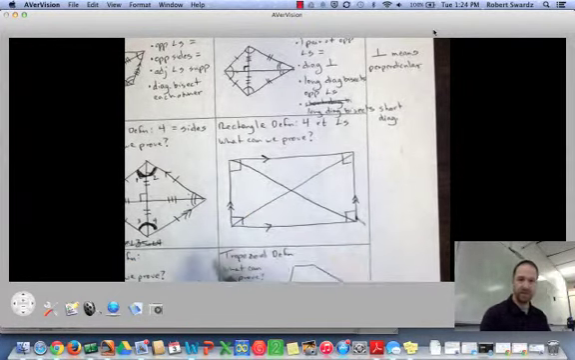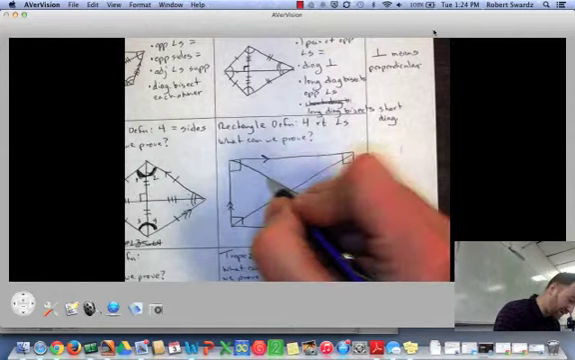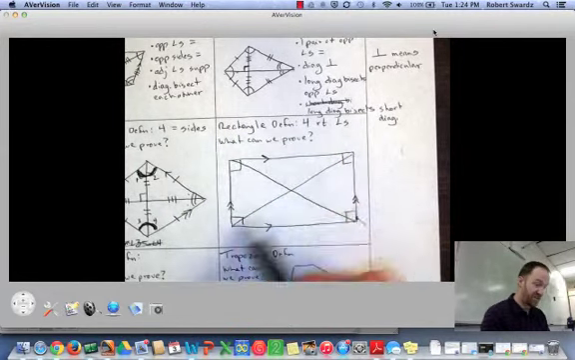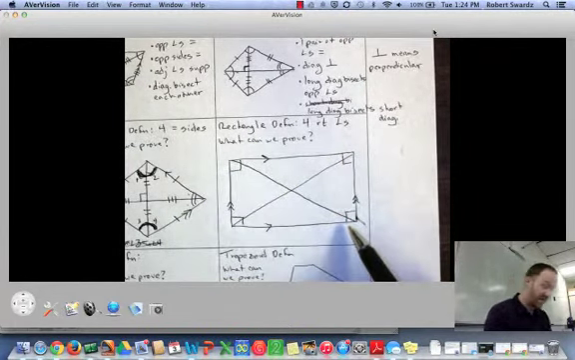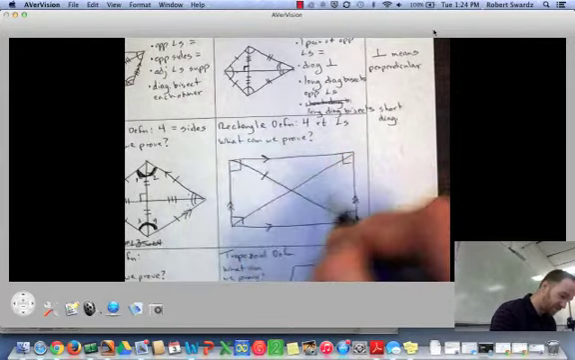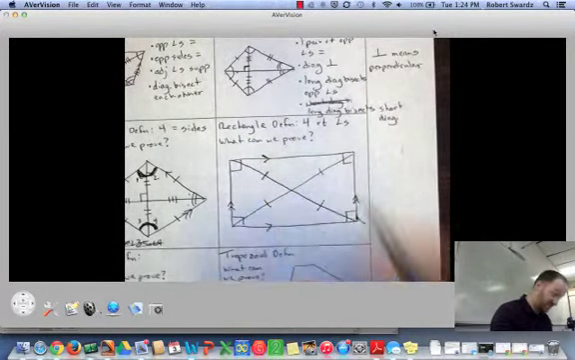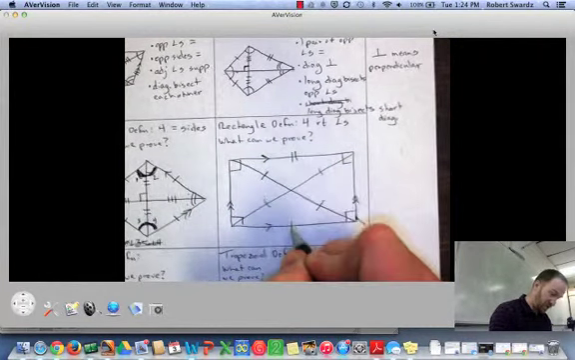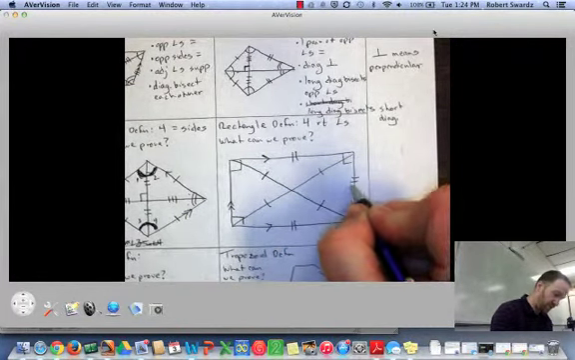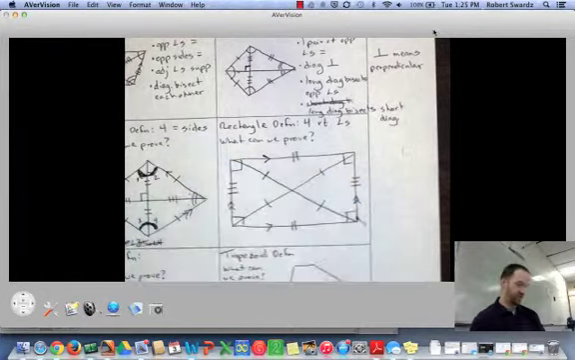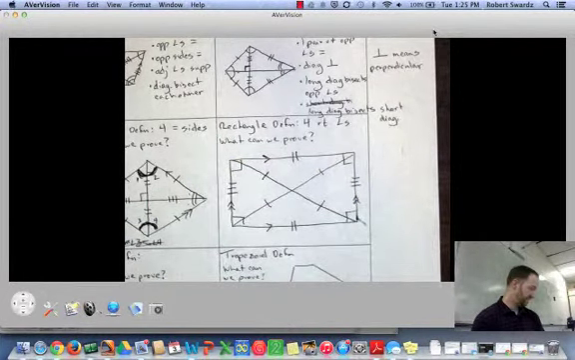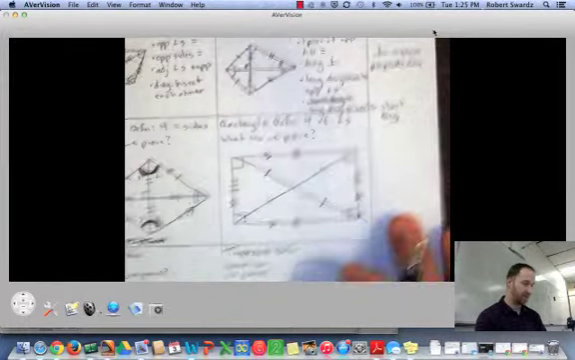Opposite angles are equal. We said that already. The diagonals, they bisect each other. Now, these diagonals in a rectangle are equal in length, and they're cut in half. So all 4 of those little parts have to be the same. Opposite sides are equal. That's something that's true about a parallelogram. Also true about a rectangle. So those are all the same. And that's about it for a rectangle.